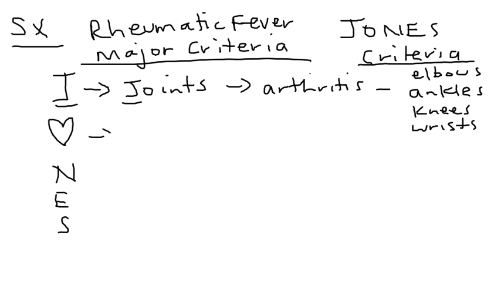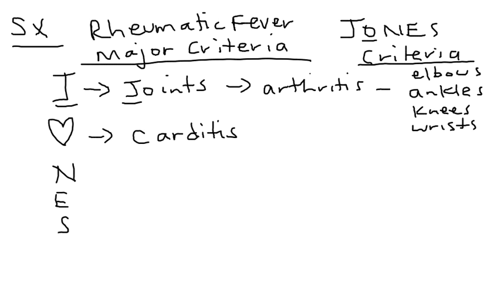The next major criteria, now the O is the second letter in Jones, of course, but in our mnemonic we creatively shaped the O into a heart, and there's a reason for that. That's because the heart refers to carditis. And carditis, as the name implies, of course, is inflammation of the heart and the heart muscle.